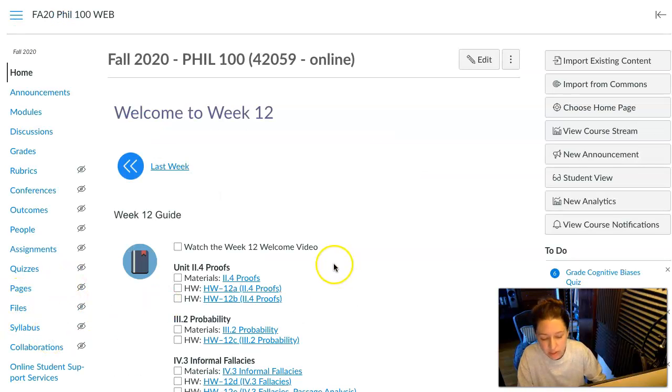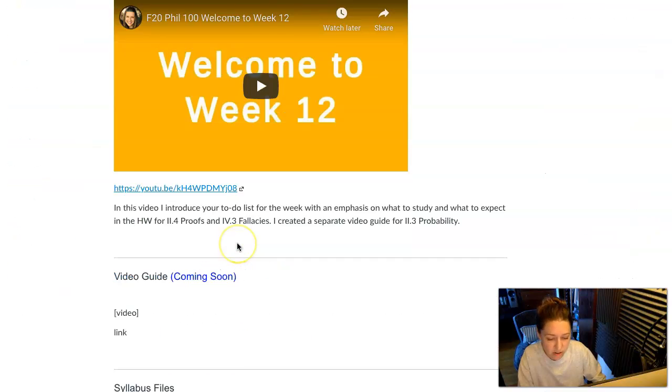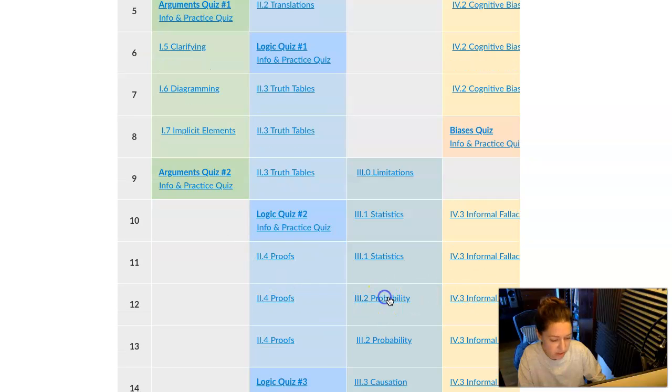Okay, in this video we're going to take a look at our new module, Unit 3.2 Probability. So I'm going to go to the Materials section. We'll look at some of the materials, including the text and the homework together. So I could click here, or alternatively down here in the schedule.